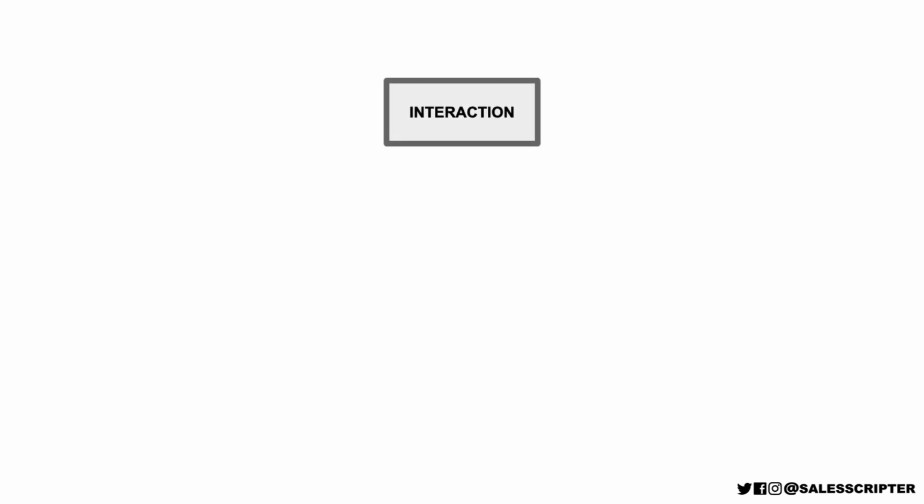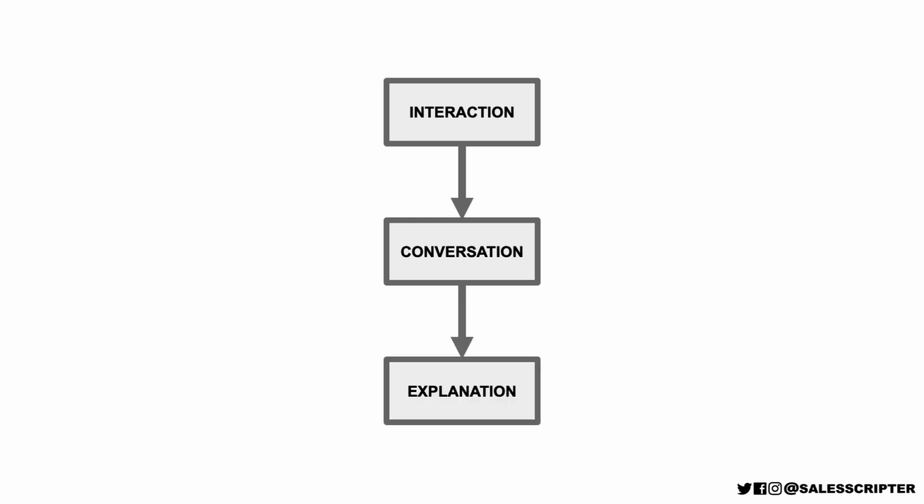The sales process for really selling anything starts with an interaction, and that's where this guy was on this call example. The next step is to have a conversation, a real conversation where both parties are listening and agree to be there. And then at some point after that comes an explanation of what he does, how he can help, and whatnot.